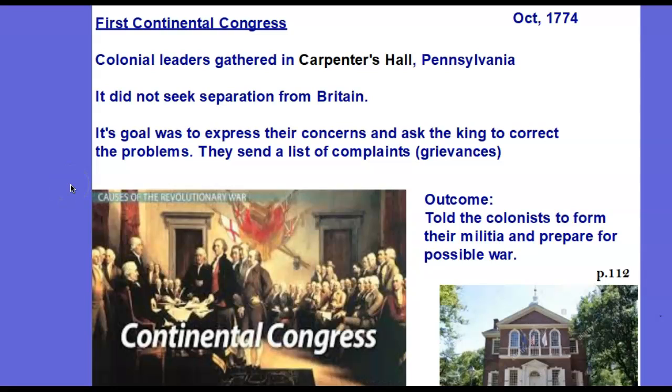Let's go ahead and see that they did not seek to separate from Great Britain yet. Their goal was to express their concerns and ask the king to correct the problems. So they sent a list of complaints, or grievances, in hopes that the king would say, well, maybe I was too harsh or something, but that's not going to happen. The outcome of this Continental Congress was that the people were told to start their own militias and prepare for a possible war. Let's remember that militia was one of your vocabulary terms, which is just an army of regular civilians.